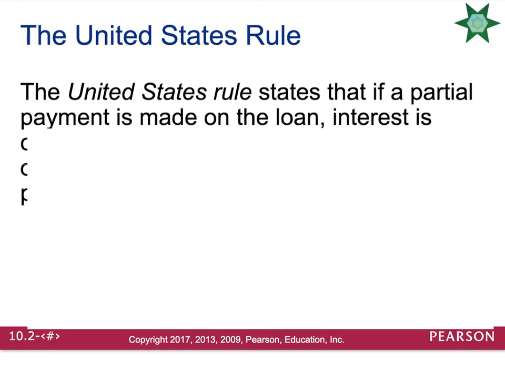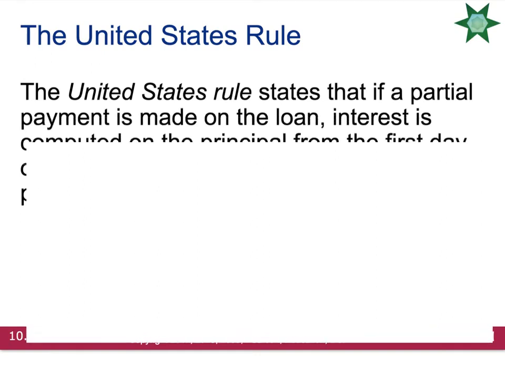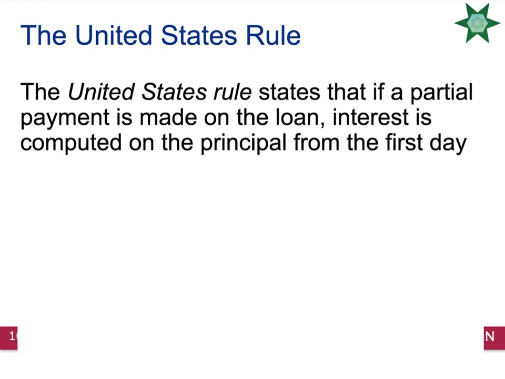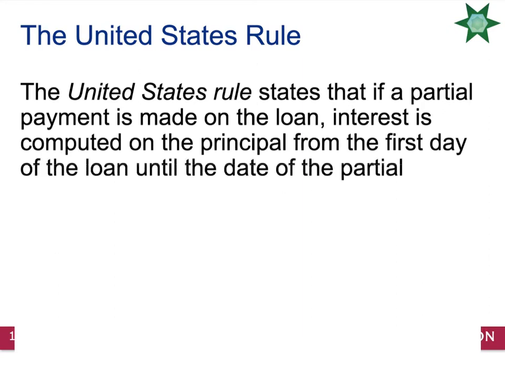So the Supreme Court had a decision that specified the method by which these payments are credited, and this procedure is called the United States Rule. The United States Rule states that if a partial payment is made on the loan, then the interest is computed on the principal from the first day of the loan until the date of the partial payment.